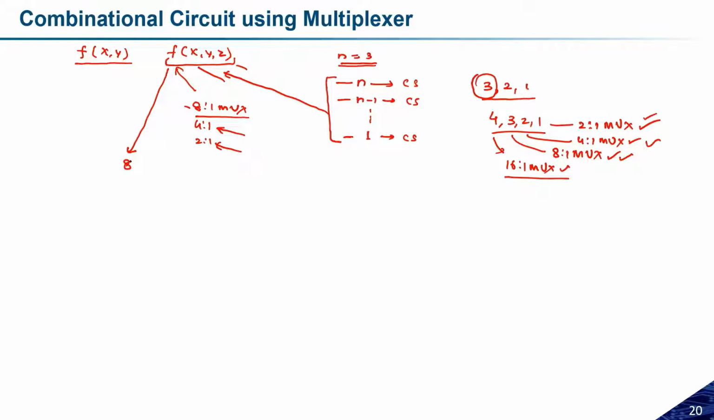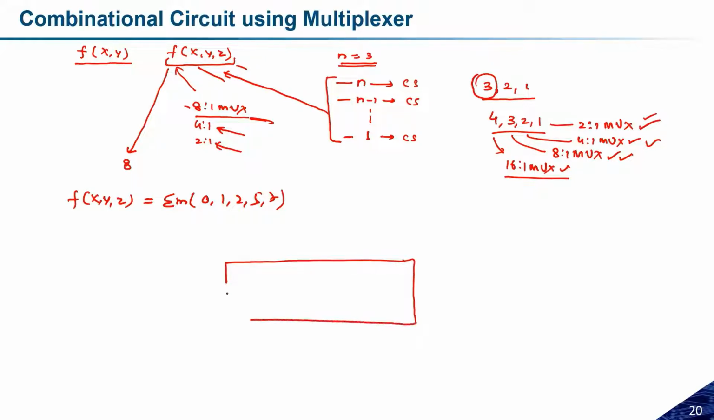So what does it mean? It means all the combinations are covered. Suppose I have a function f x y z, and let us assume it is the summation of m 0 1 2 5 and 7. If I want to use an 8 raised to 1 multiplexer to implement this, we need an 8 input multiplexer. So 1 2 3 4 5 6 7 and 8. Let us assume these are I0 to I7, and here I will have three control signals, and then I will have one output.